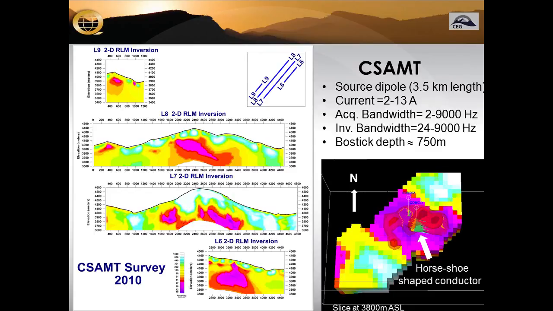CSAMT was done, identifying a conductive feature underneath which was of great interest. They suspect it may be a porphyry, and on the strength of that CSAMT surveying, they did drill two deep holes, 1.4 and 1.7 kilometers in depth.